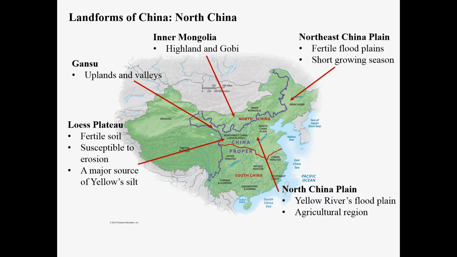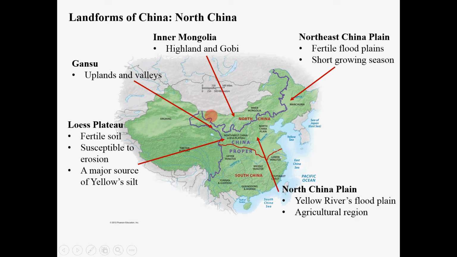Now we'll move to the north, the Inner Mongolia of China. But to a great extent, the situation is very similar in Mongolia as well. The entire region is highland and desert, and the Gobi Desert is located between Inner Mongolia and Mongolia here.